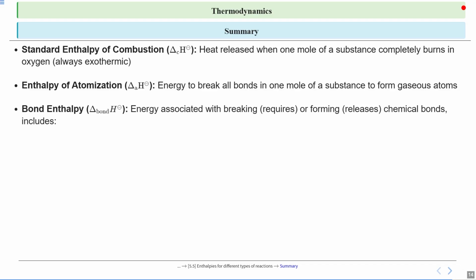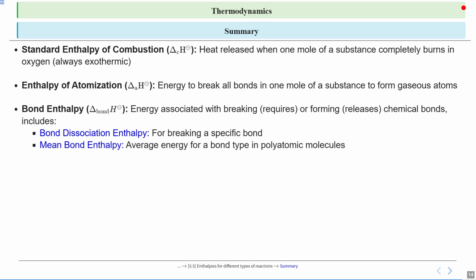Third thing, what is bond enthalpy? Bond enthalpy is the energy change when we break or form a bond. For the forming of a bond, we will take the negative sign, and it includes 2 types. Bond dissociation enthalpy, which is for a specific bond, for a diatomic molecule, I would say directly. For a polyatomic molecule, where we have the same kind of bond multiple times, in that case you have to take the average. Okay. Do not take the average value for the double bond. That's a different thing.